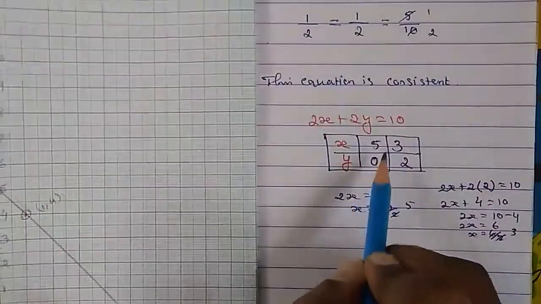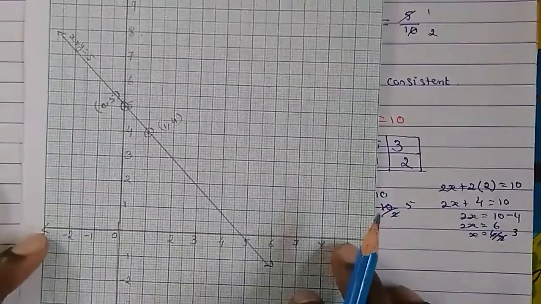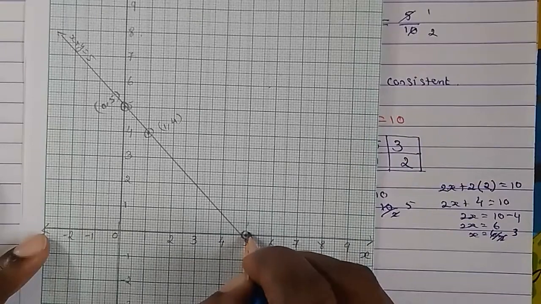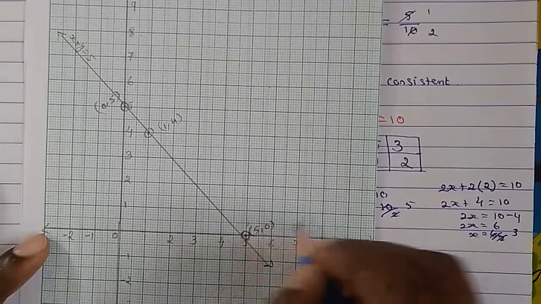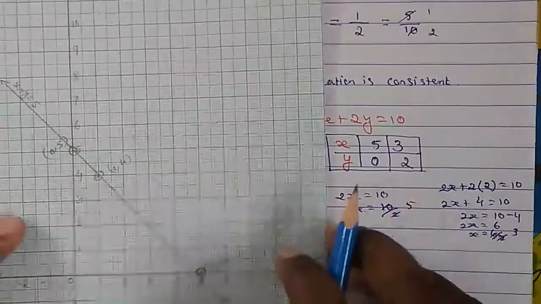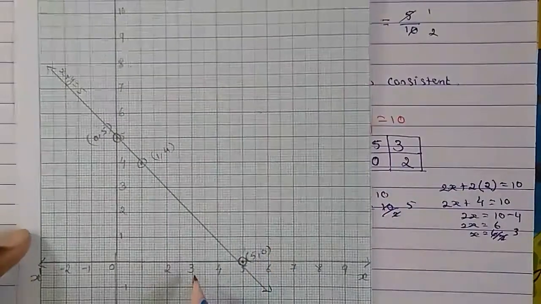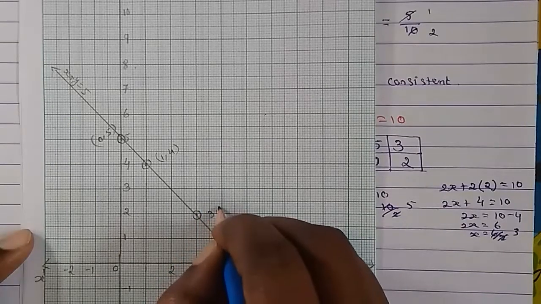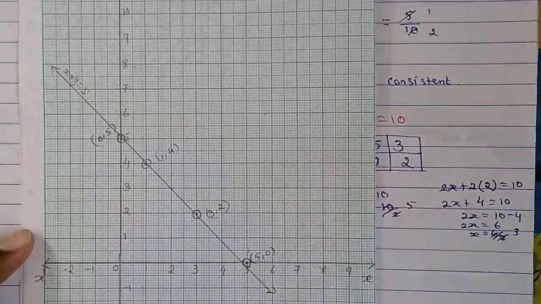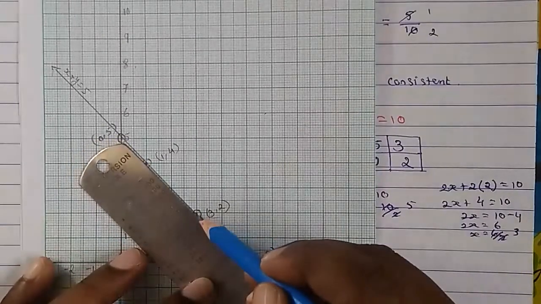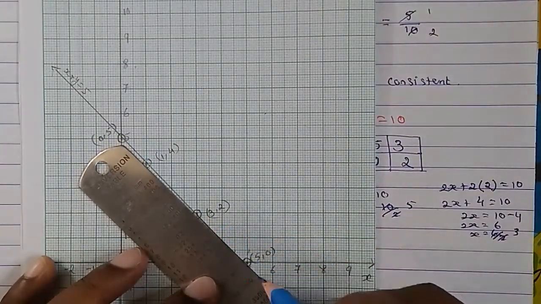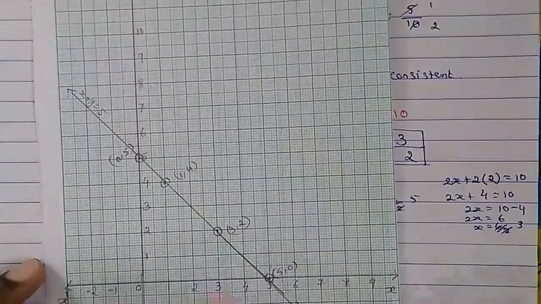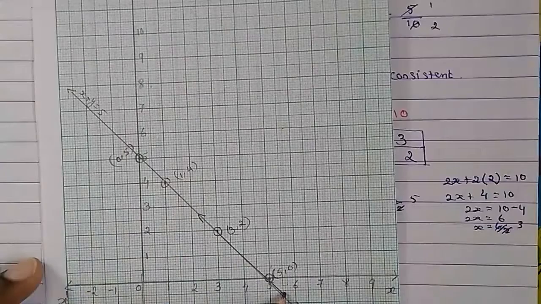So now let's plot for this. 5, 0. 5 is here, 0 is here only. So 5, 0. And then 3, 2. 3 is here, 2 is here. So 3, 2. So if we plot the graph for this, then the line will be on this only. So line comes on this point only.